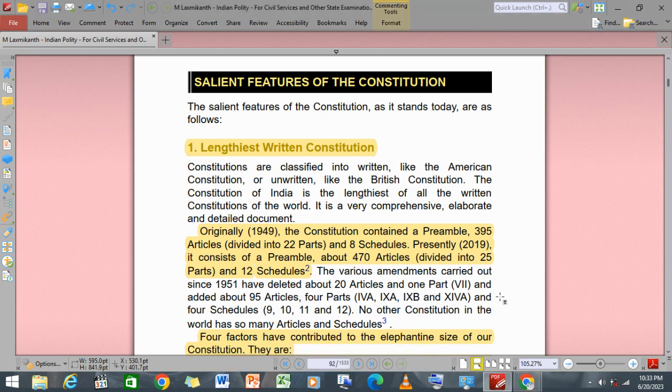Hello everyone. Today we will do Laxmikant's third chapter, Salient Features of the Constitution. This is another important chapter, very important for any kind of services examination you are preparing for, and it is quite useful from the general knowledge perspective as well. Some salient features are given here.